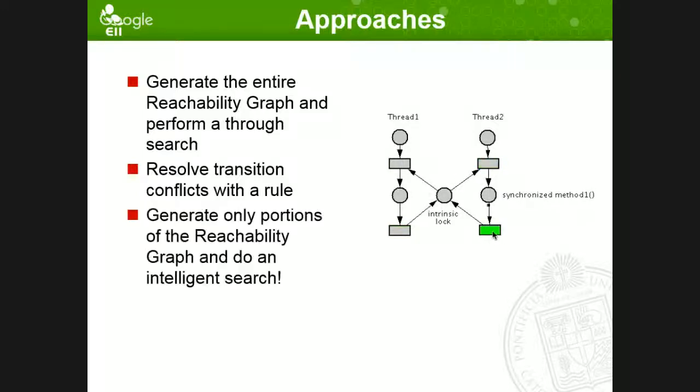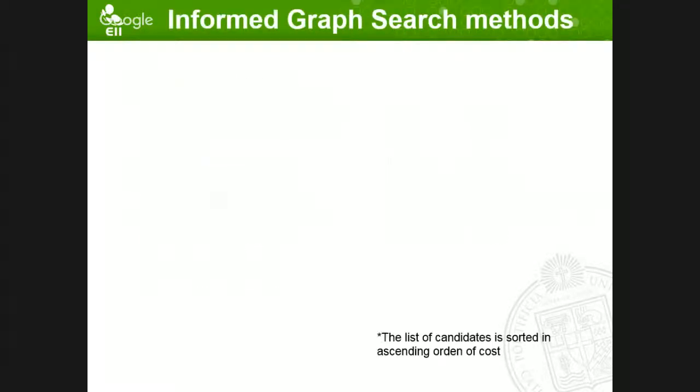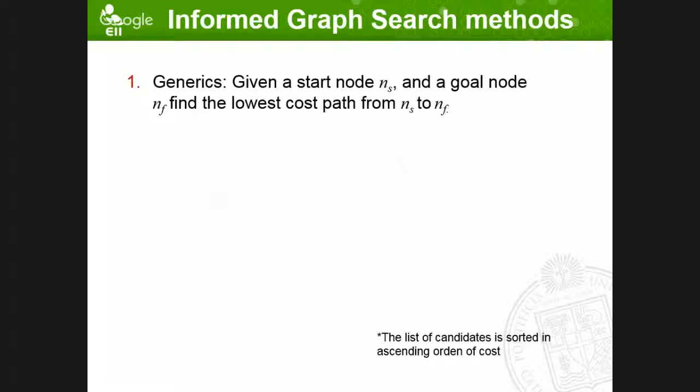These are the common approaches. Or we can intelligently generate portions of the reachability graph and do a search. This is the approach that I've been using for the last, I would say, 10 years. To do this, we use informed graph search methods. I don't know if you're familiar with them, like A-star search, best-first search. Just in case, this is how they work.